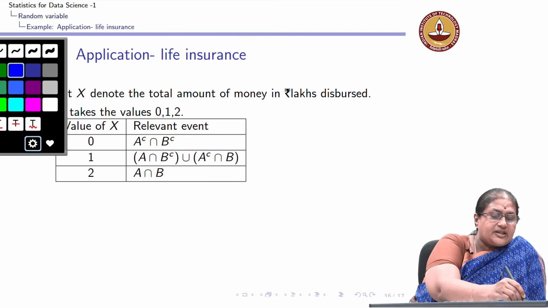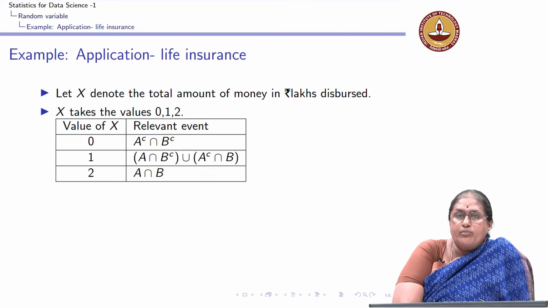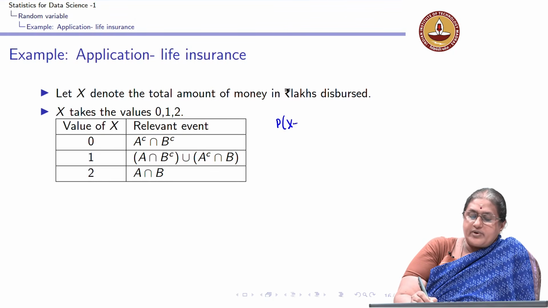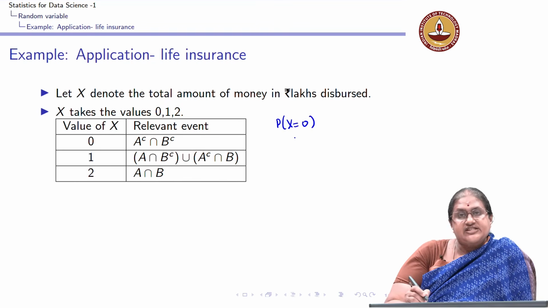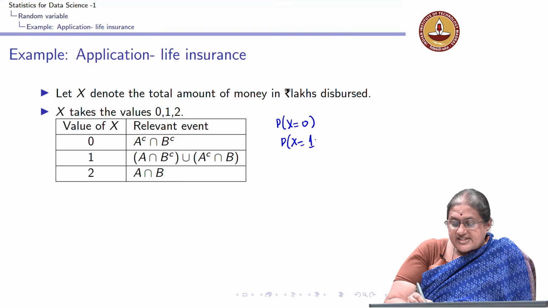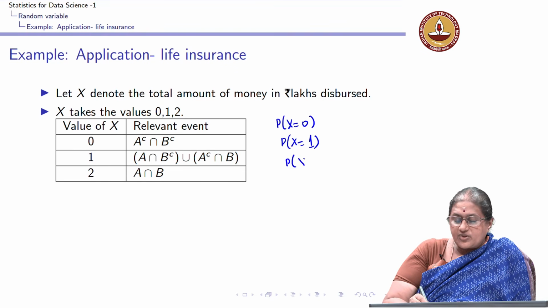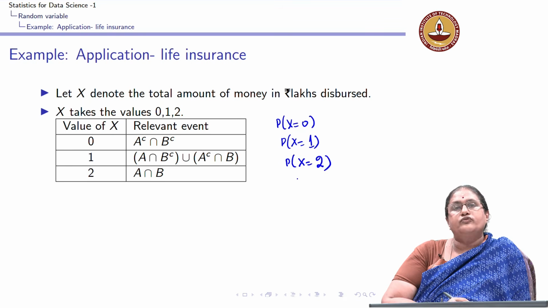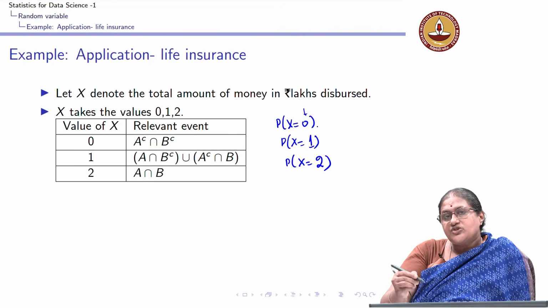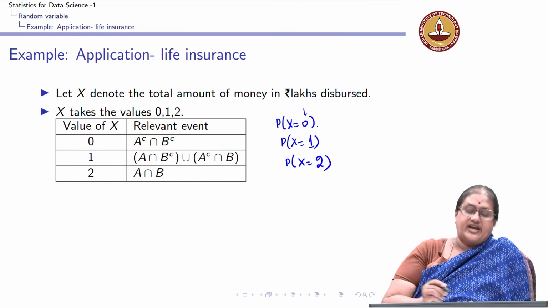Again, as in the previous case, I can associate probabilities. I want to know the probability with which X does not give out any money, the probability with which X gives out a payout of 1 lakh, and the probability with which X gives out a payout of 2 lakhs. These are the numerical values associated with the outcomes of the experiment.